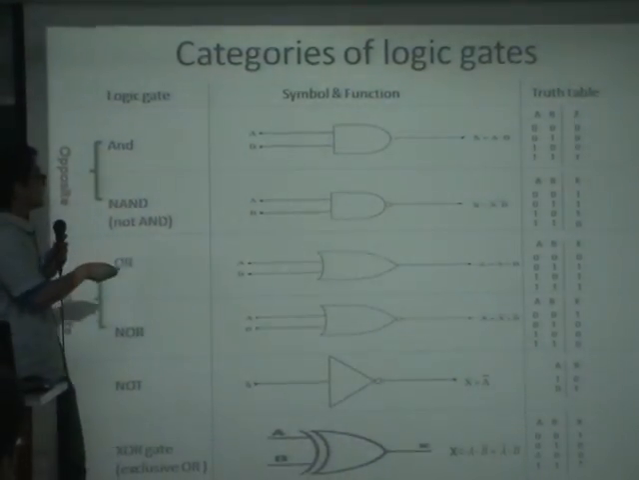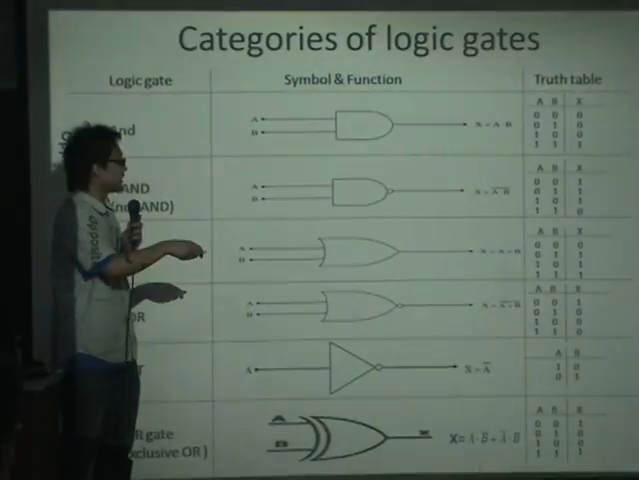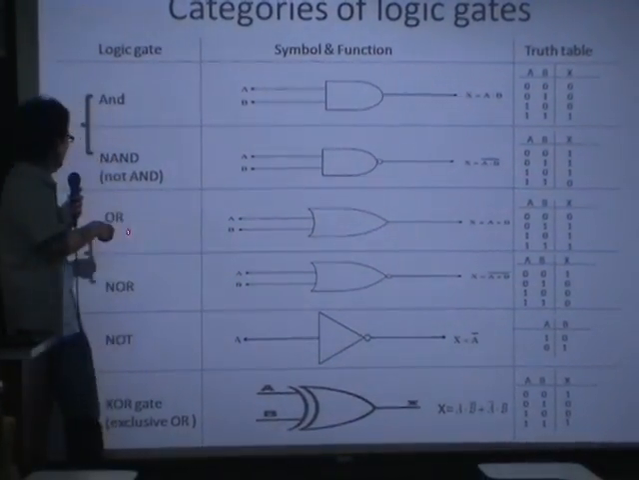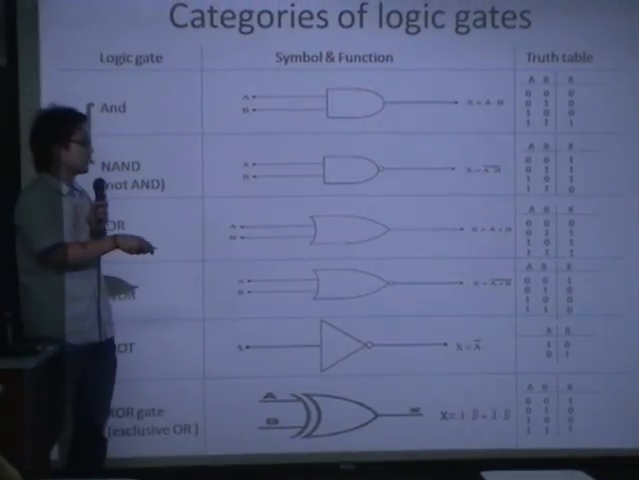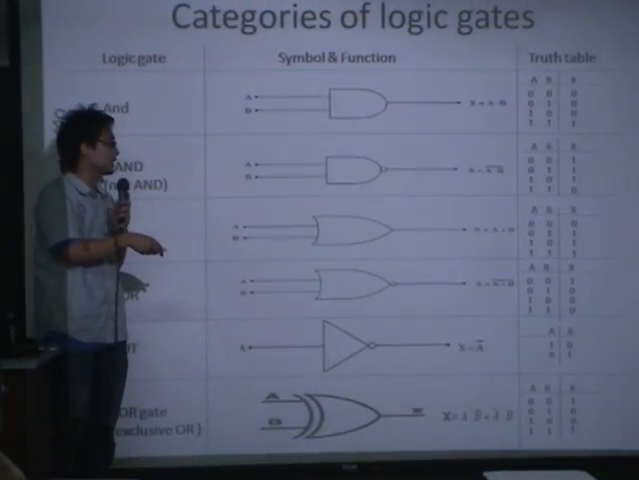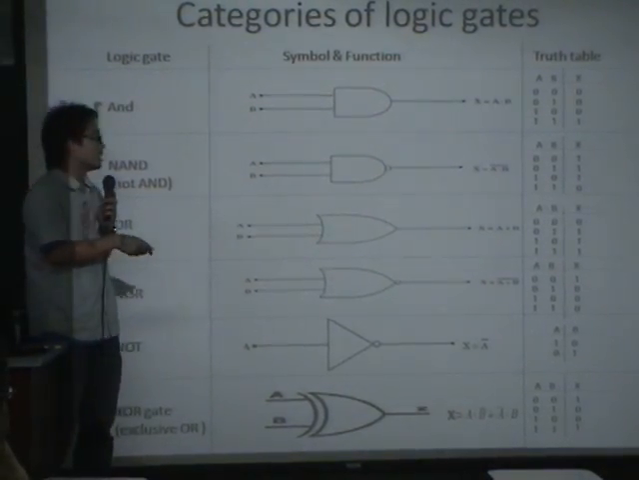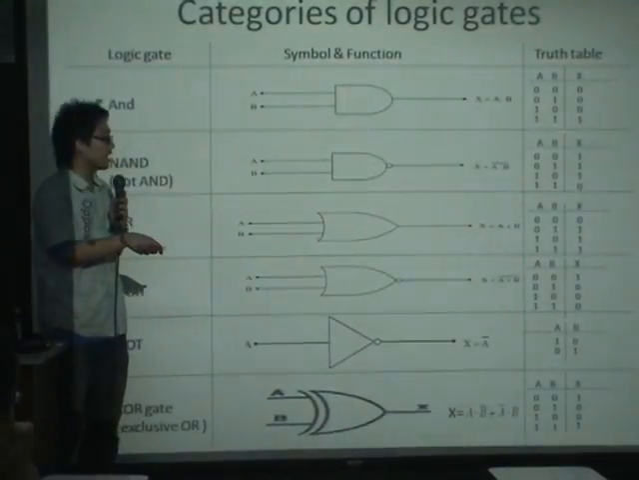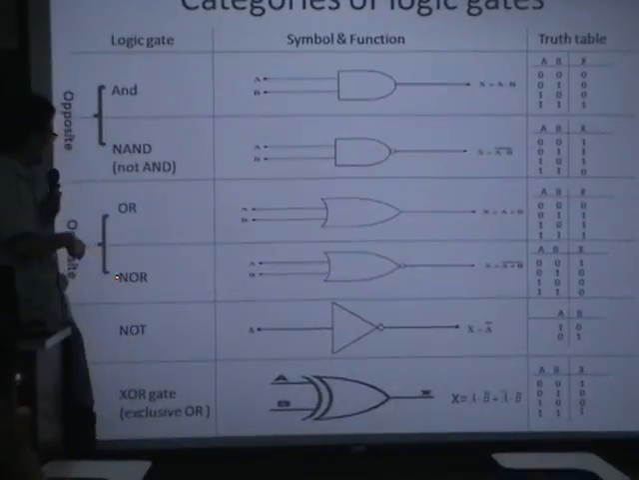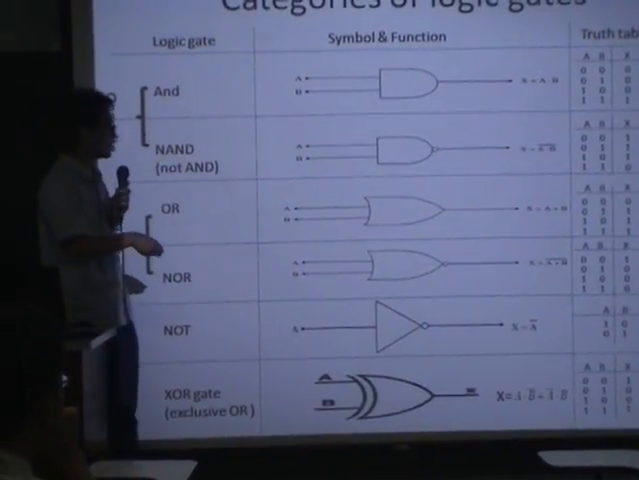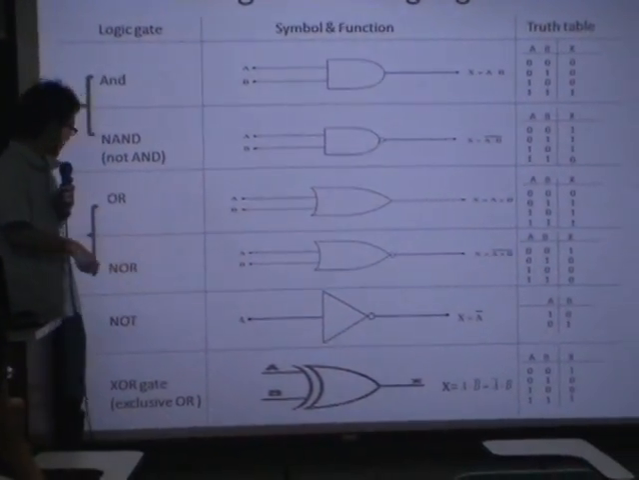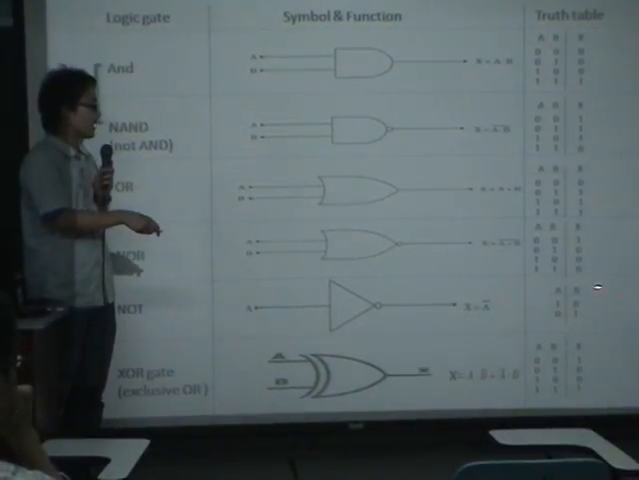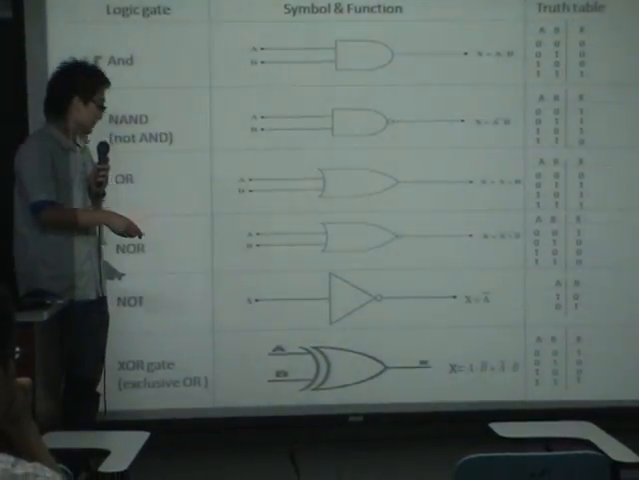For NAND gate, it's opposite to AND gate, like this. For OR gate, its function is x equals a plus b. It means that when one or both of the inputs are 1, the output will be 1. For NOR gate, it's opposite to OR gate, like this. For NOT gate, it shows the result of input and output are inverse, like this.